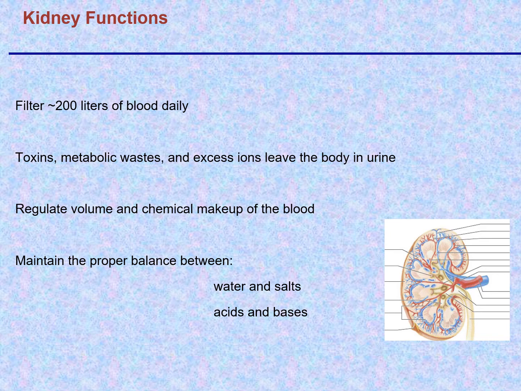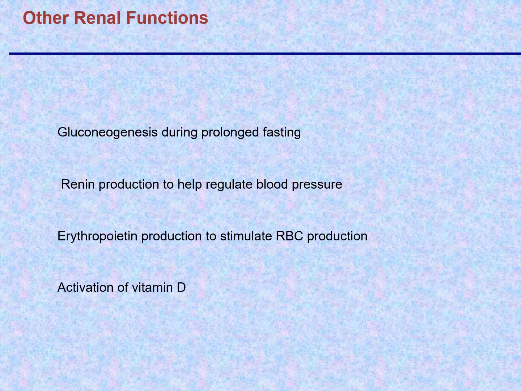Everything has to go out dissolved in water, and you put out more or less water depending upon your body's needs. It's regulated carefully. So the volume and the chemical makeup of the blood is regulated through the action of the kidneys mostly. They maintain a proper balance between water and salts and acids and bases. Other functions include things, some of which we won't talk too much about, some of which we will.